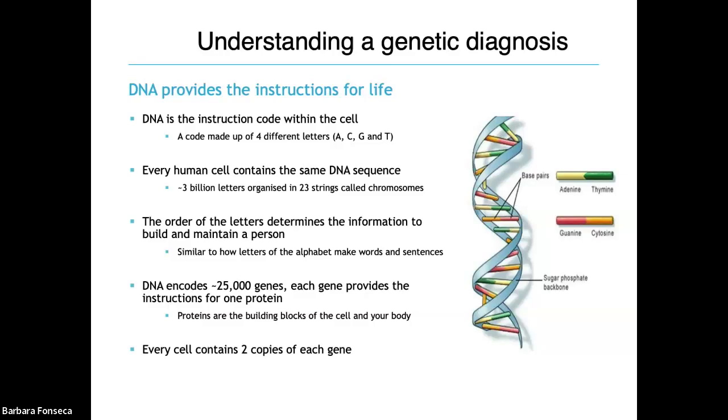So in the DNA, I think this is really important with regards to the genetic diagnosis. There are approximately 25,000 genes in the human genome. Each gene provides the instructions for one protein. Not every gene is expressed in every cell. That is, when we say expressed, it makes a protein in that cell. And there are huge stretches of regulatory areas of the genome that dictate which genes are expressed in which cells and when. Okay, so every cell contains 2 copies of the gene.